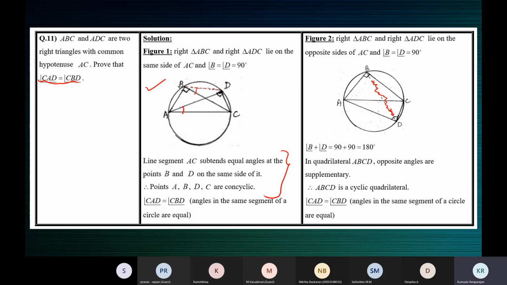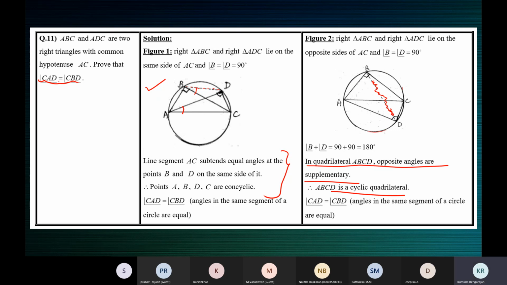Angle B plus angle D is 180 because both are right. Angle B is 90 degrees, D is 90 degrees in the two right triangles. So in quadrilateral ABCD, opposite angles are supplementary. So ABCD is cyclic. So you can draw a circle passing through the four vertices.